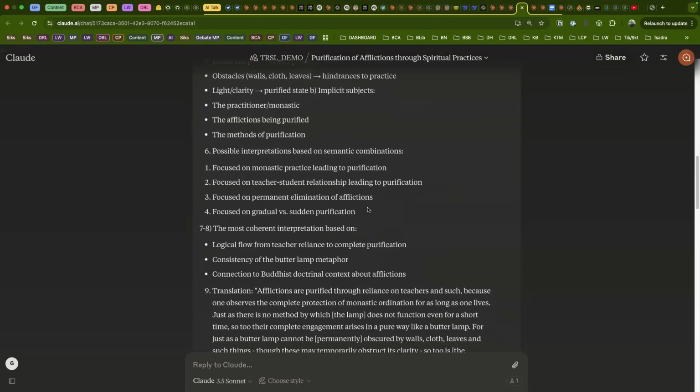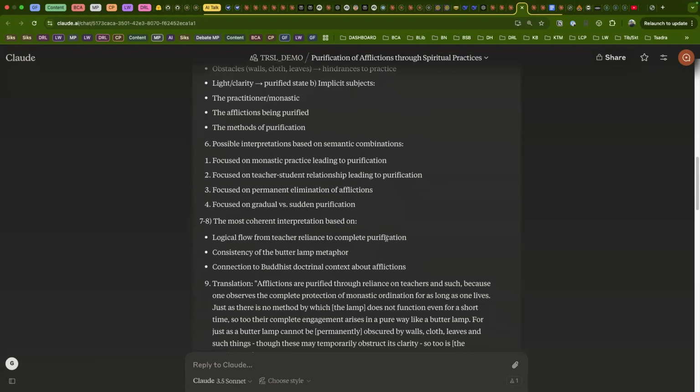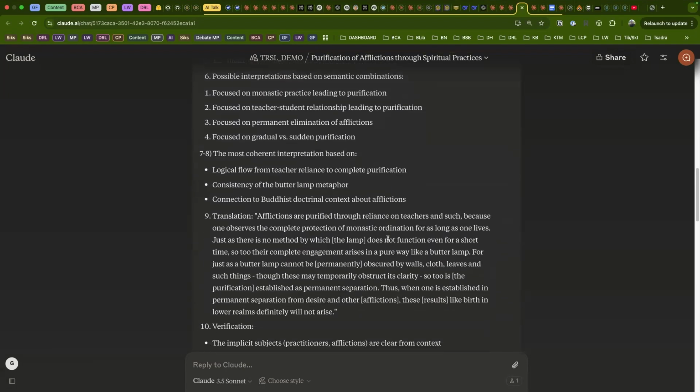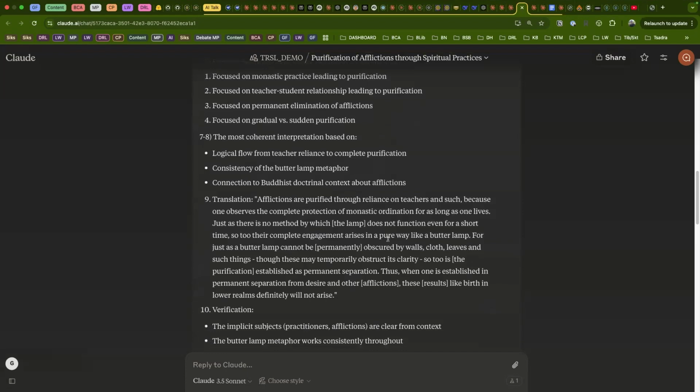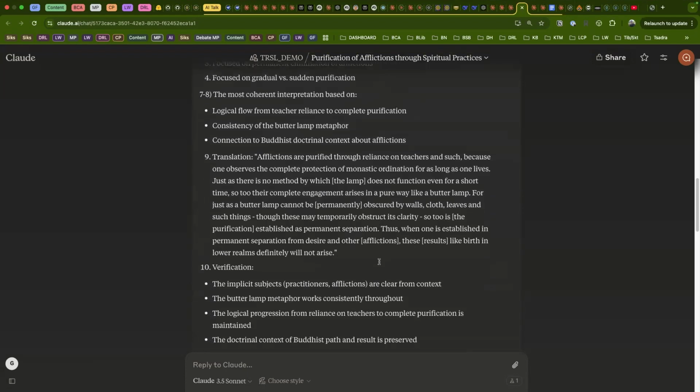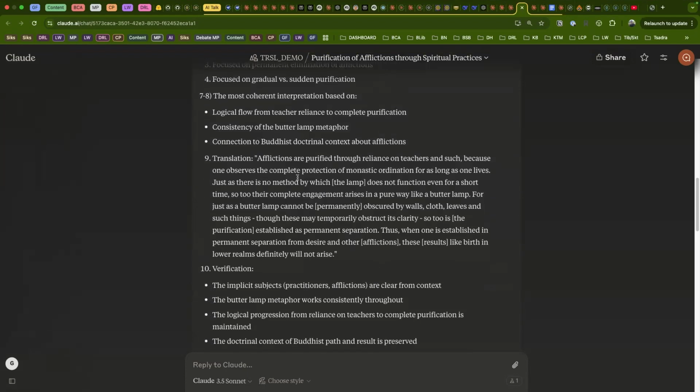Okay, so now possible interpretations based on semantic combinations. So here we see, again, the model is going through possibilities here. And then finally, it comes up with this translation: "Fictions are purified through reliance on teachers and such because one observes a complete protection of monastic ordination vows." Terminology, that's another issue. But it comes up with something.